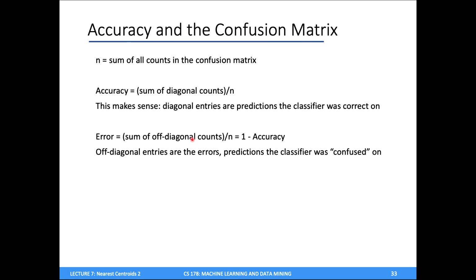The error is also something we can read off of the confusion matrix. It's the sum of the off-diagonal counts, because again these are data points where the model is making errors, and we can divide by the total number of points in our data matrix.